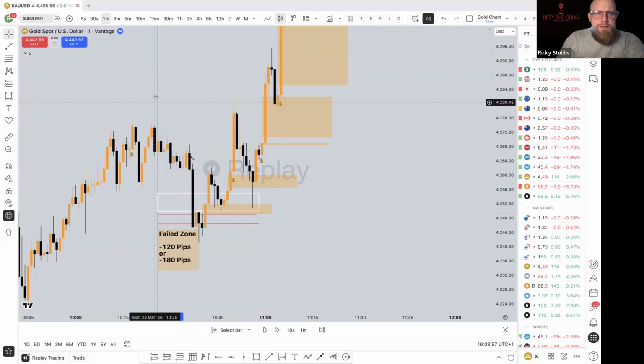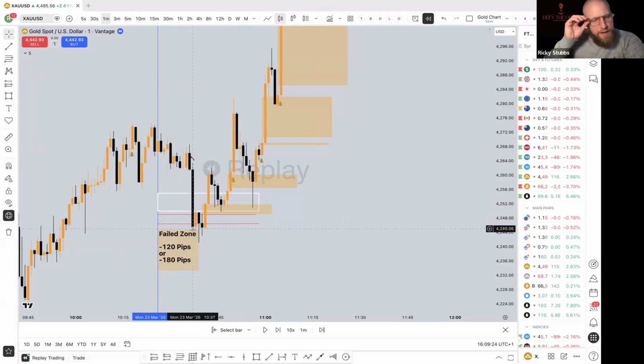Okay, so this blue line here, this is when the trade was called. Price was up here when the trade was called, and this white box is our buy zone. These are the figures that were called: 4255 to 4250, and then 4249 was our first stop loss level.